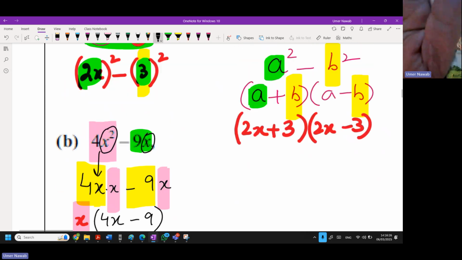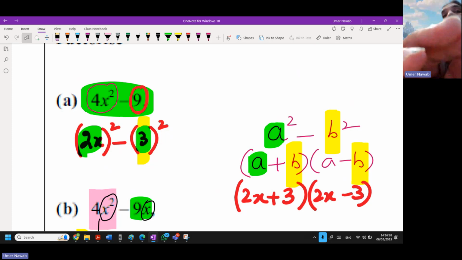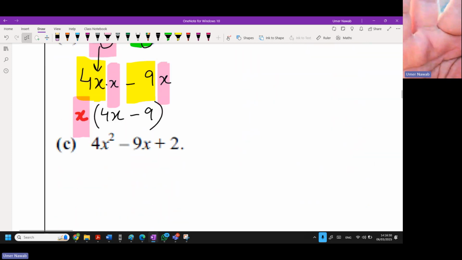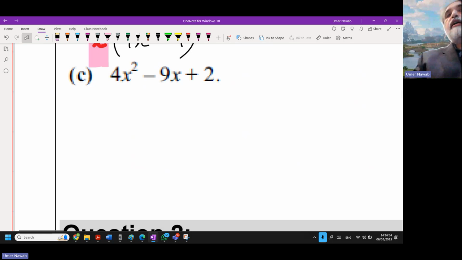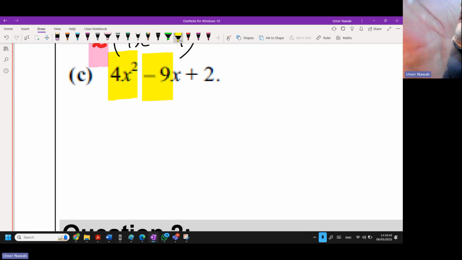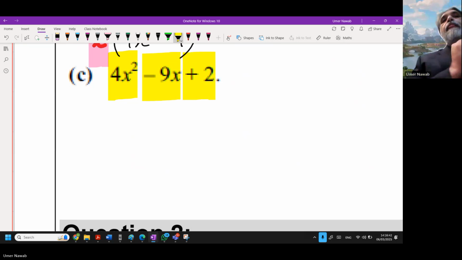So compare this question with the previous question. In the previous question, there was nothing common, but now there is something common. Now let's do the factorization, guys, of trinomial, because we have three terms, 4x squared minus 9x plus 2. And this method has been explained to you in detail in the class.